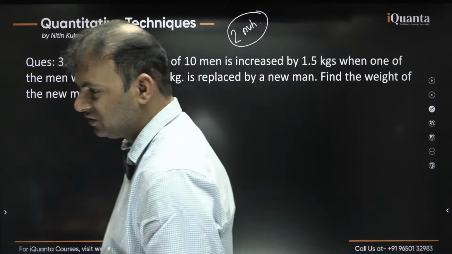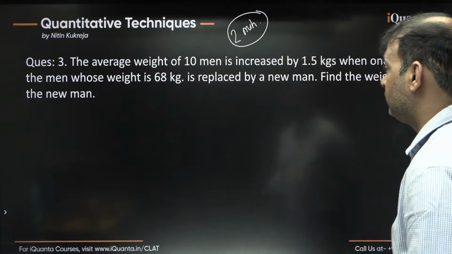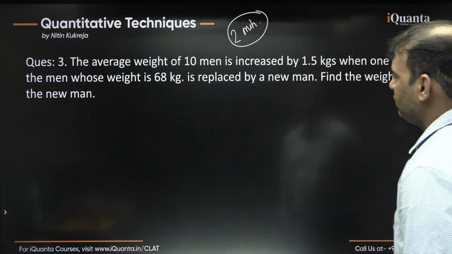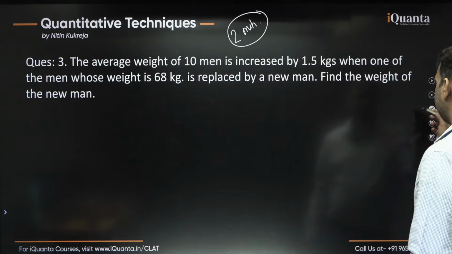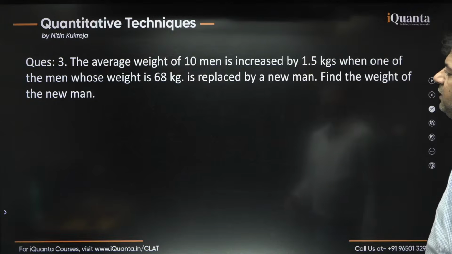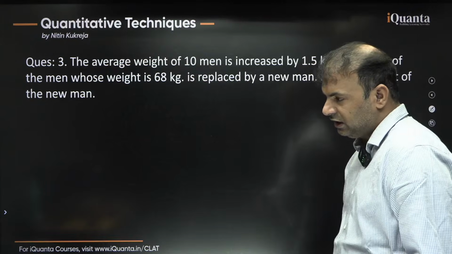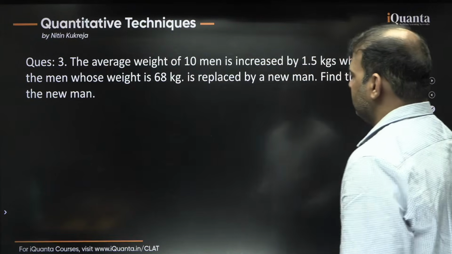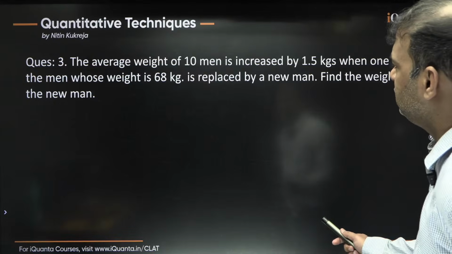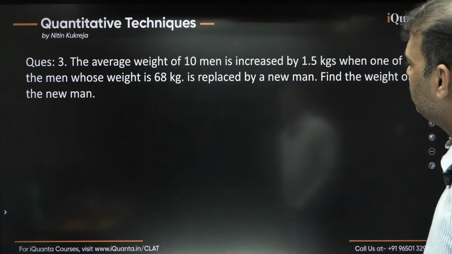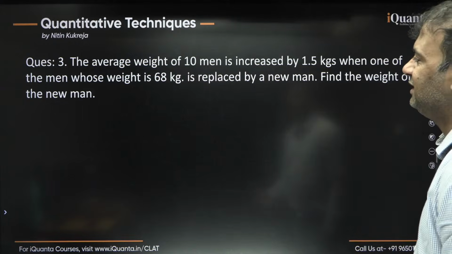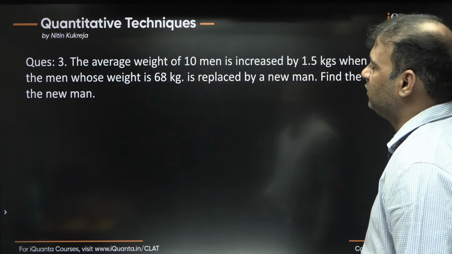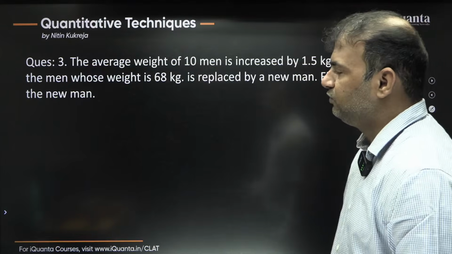Alright, so the question says that the average weight of 10 men is increased by 1.5 kgs when one of the men whose weight is 68 kg is replaced by a new man, right? Find the weight of the new man. Okay. Alright guys, so again let's understand, there were 10 men initially, right? The average weight has been increased by 1.5 kgs when one of the men whose weight is 68 kg is replaced by a new man.